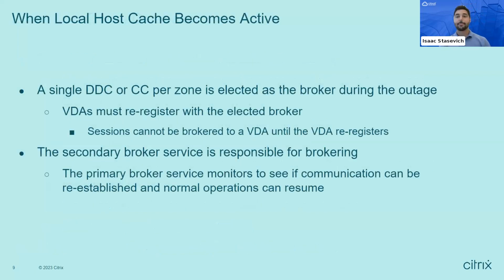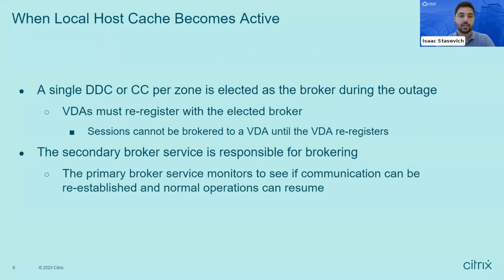So what actually happens when localhost cache becomes active is that there's going to be what we call an election process, where one of the delivery controllers or cloud connectors per zone is going to become the primary broker. And when that happens, all of the VDAs that you have in your environment are going to have to re-register with that primary broker.